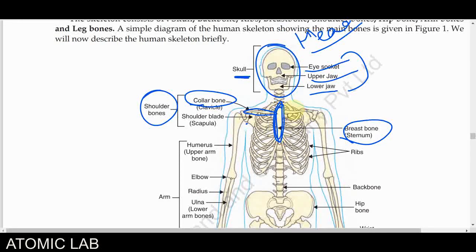And second is the shoulder blade. The shoulder blade is also known as the scapula, and these are fixed bones present in the upper part of our shoulders, and both bones make up the shoulder bones.